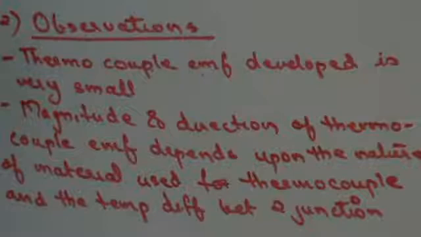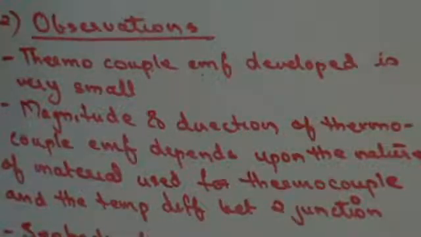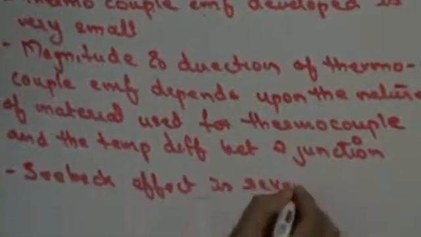Right? The Seebeck effect is reversible. That means the direction of the current can be reversed if the hot and the cold junctions are interchanged, right? So the direction of the current depends upon which junction is the hot junction and which is the cold junction. So I can say the Seebeck effect is reversible.